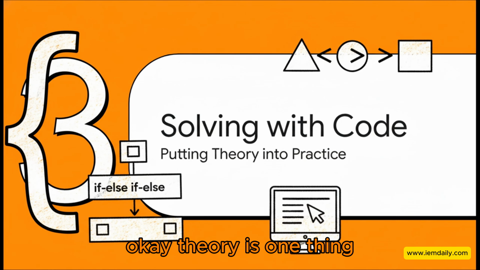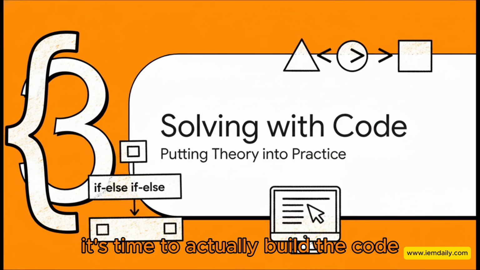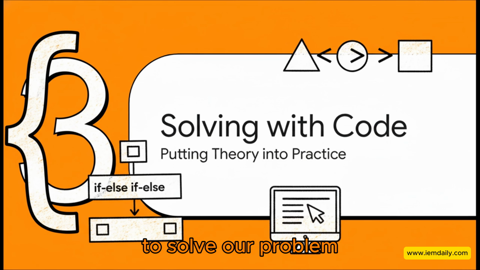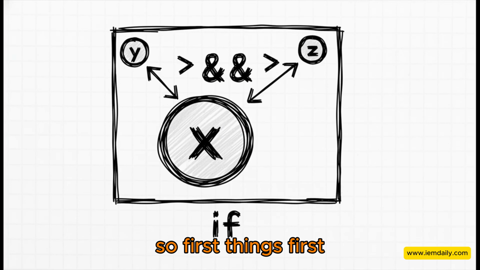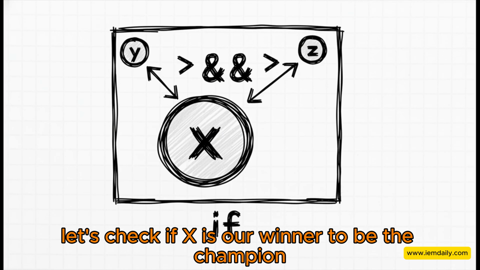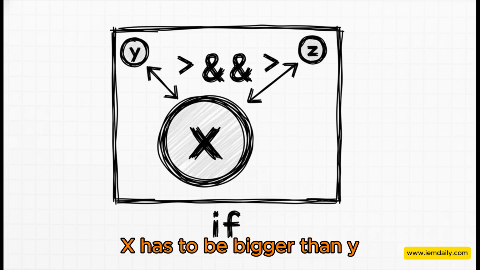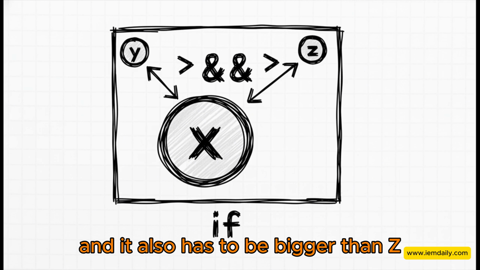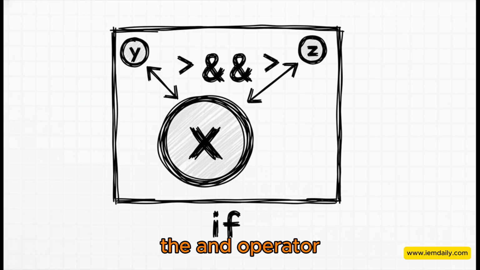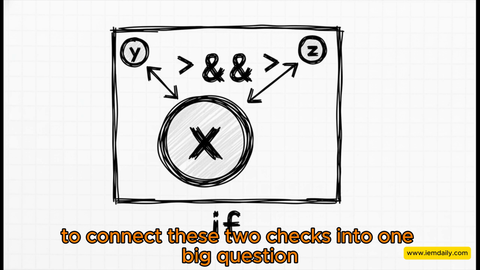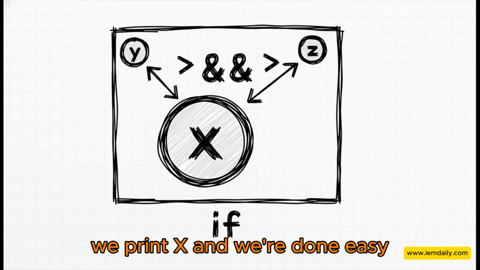Okay, theory is one thing, but let's get our hands dirty and see this thing in action. It's time to actually build the code to solve our problem, finding the biggest of those 3 numbers. So first things first, let's check if x is our winner. To be the champion, what has to be true? Well, x has to be bigger than y, and it also has to be bigger than z. Both have to be true. That's why we use the double ampersand, the AND operator, to connect these 2 checks into one big question. If the answer to that whole question is yes, we print x, and we're done.